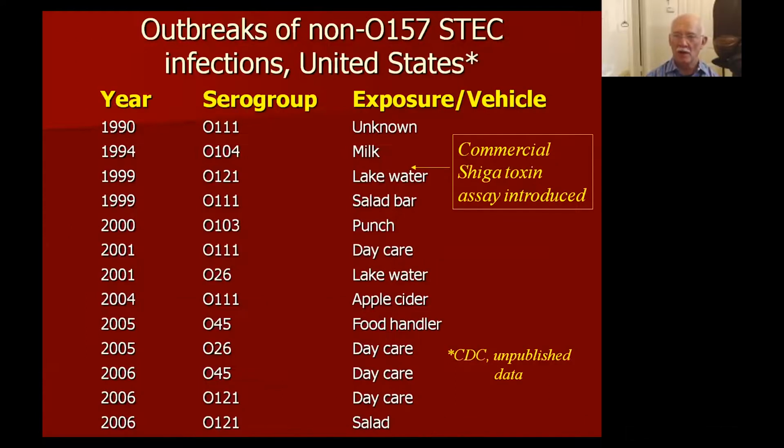Looking at outbreaks of diarrhea with this strain of E. coli from 1990, when there have been outbreaks in a community and the source has been found, it was found to be such things as milk, lake water, a salad, punch drink, daycare setting, lake water, apple cider, or an infected food handler not washing their hands adequately before preparing food, or from daycare centers.